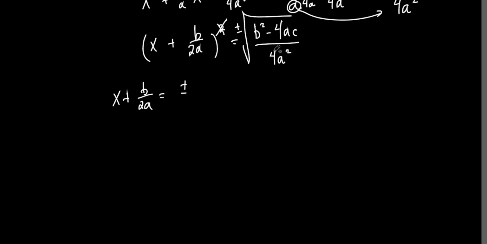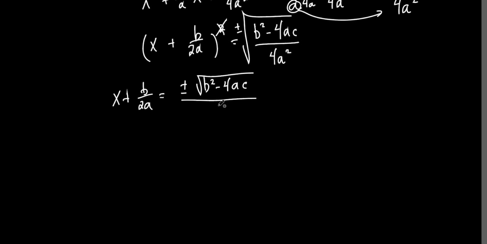Now let's do this. Let's split the square root, okay? Because we're taking square root to the top, square root to the bottom. Agreed? So let's do this. Square root of what? B squared minus 4ac over what? The square root of 4a squared. What is that?